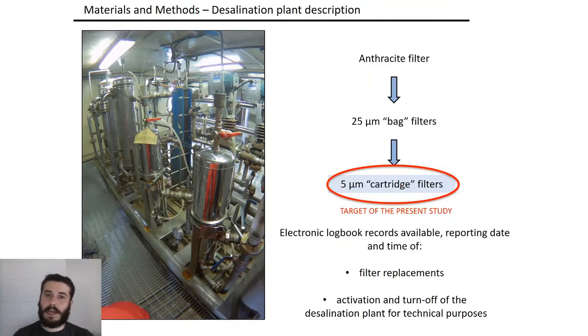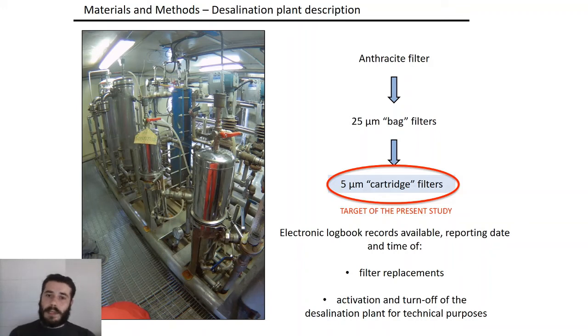The seawater is then drawn to the main powerhouse, and it is treated by some pre-filtration steps. The first one being a filter filled with anthracite pebbles, followed by a 25 micrometer filter, and finally by a 5 micrometer filter, which is the one used in the present study. These pre-filtration steps are used to remove most of the plankton biomass and of the debris from the seawater to facilitate the final desalination step, which is operated by a pair of ceramic filters.